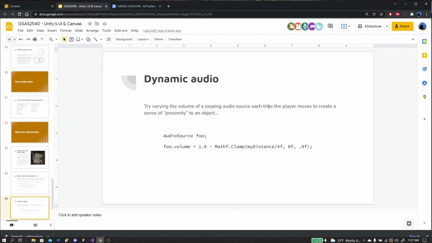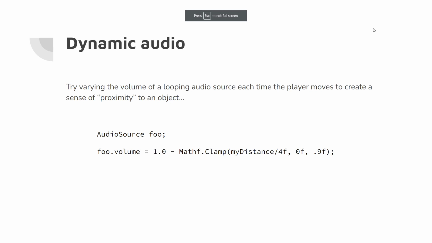And this is how you would do that in code, changing the volume. So try varying the volume of a looping audio source each time the player moves to create a sense of proximity to an object. So we'd have to have an audio source somehow that we could reference. And once we have a reference to that audio source, we can set its volume. And this is an inverse relationship, right? You want something to get louder as you get closer, which means the distance is getting smaller. So the smaller the distance, the louder the audio, the louder the volume. So we have this inverse relationship we need to do.